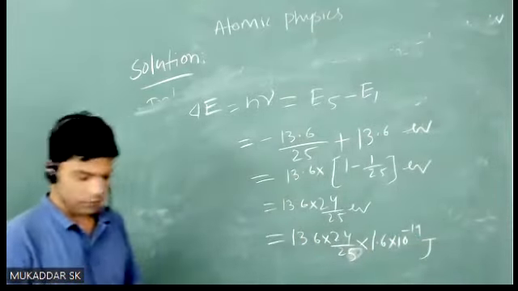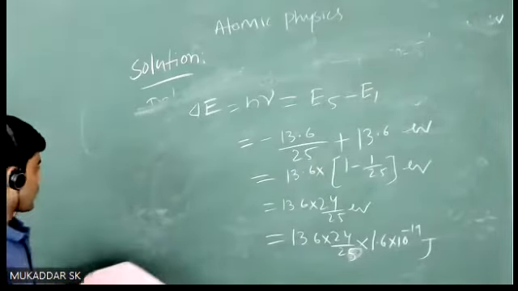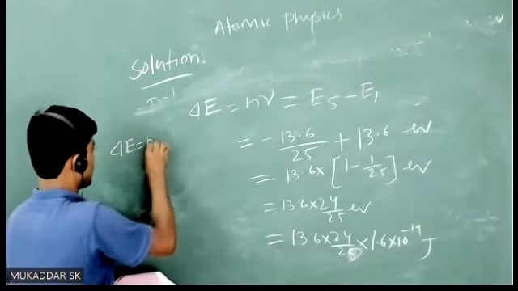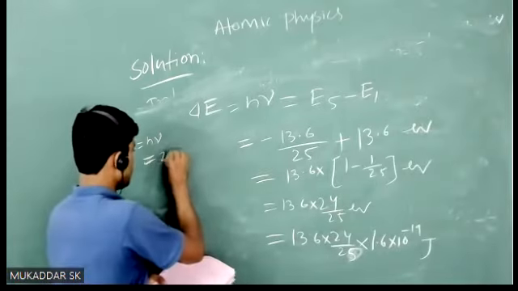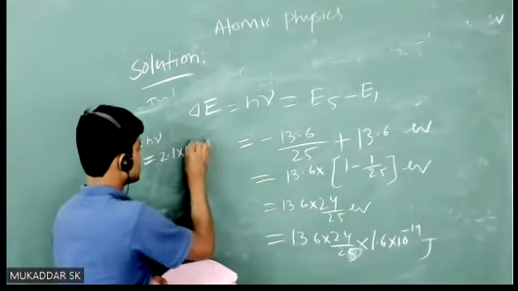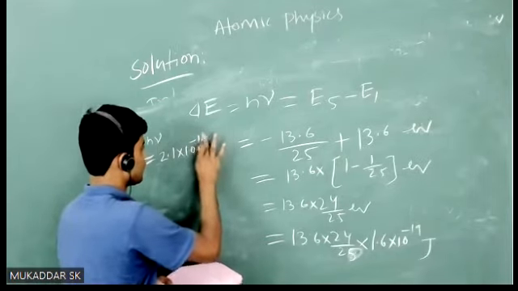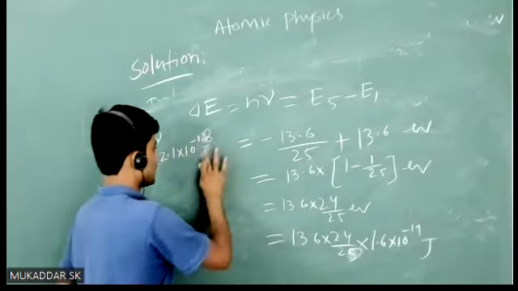Did you people get it? Now if you calculate it, you will get delta E, the energy of the photon, that is nothing but h nu. That will be 2.1 into 10 to the power minus 18 joule, okay, in joule unit.